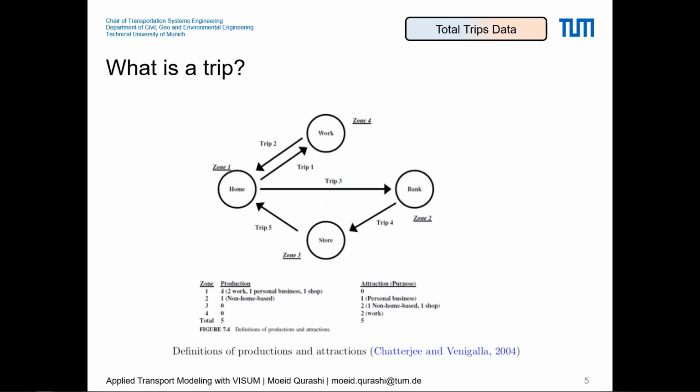So the basic idea that is different here is just that all the home-based trips are considered production for the home zone and attractions for the other zones.